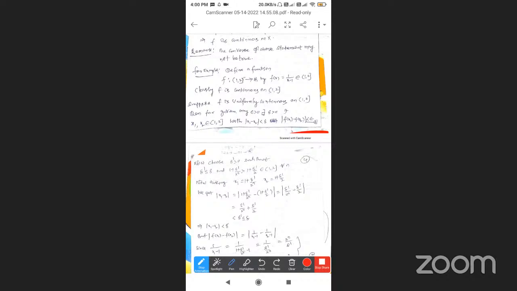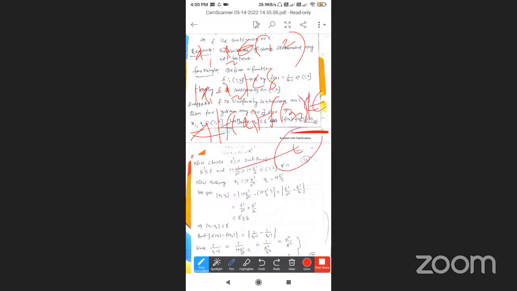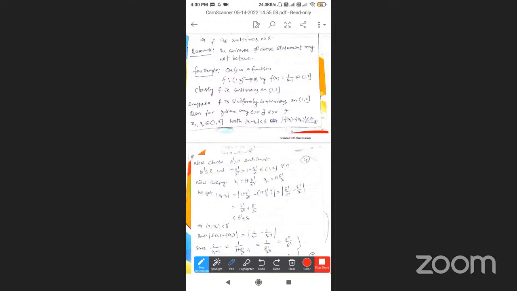What is the check? Take two points x1 comma x2 in the interval (1, 2), such that mod x1 minus x2 is less than delta implies mod of f of x1 minus f of x2 is less than epsilon. This is the equation we have to verify, equation 1.